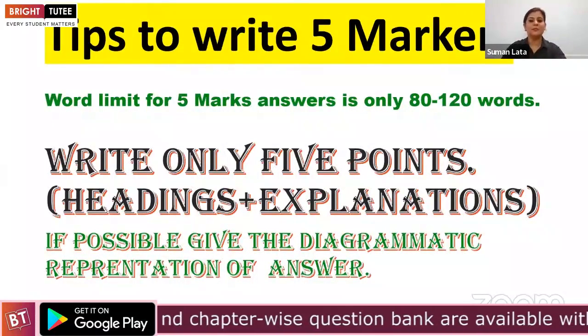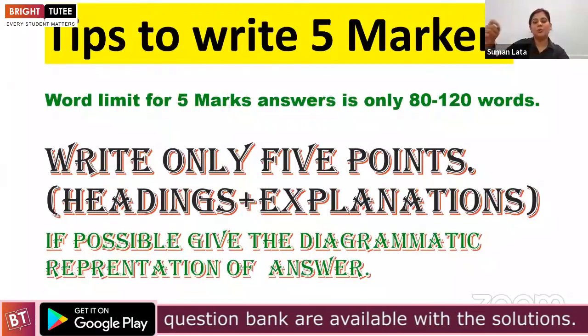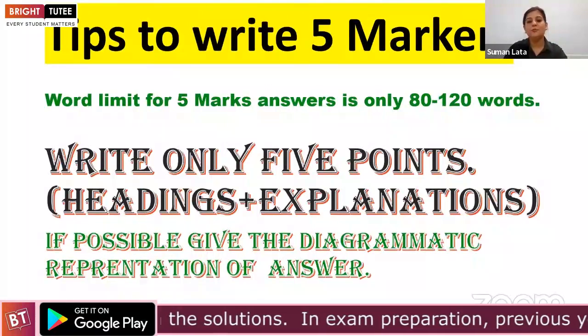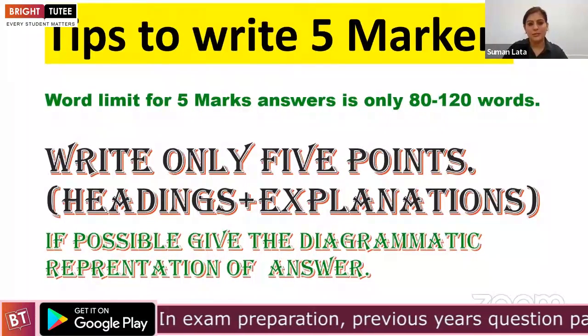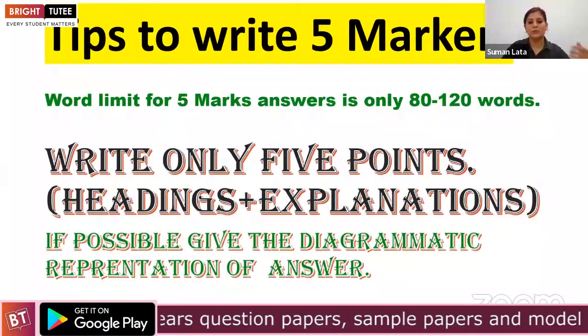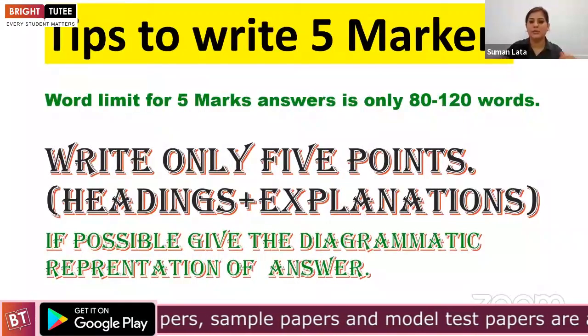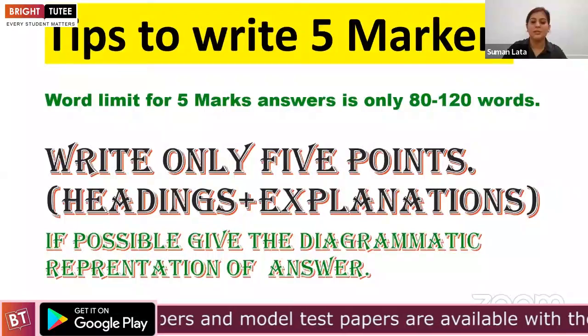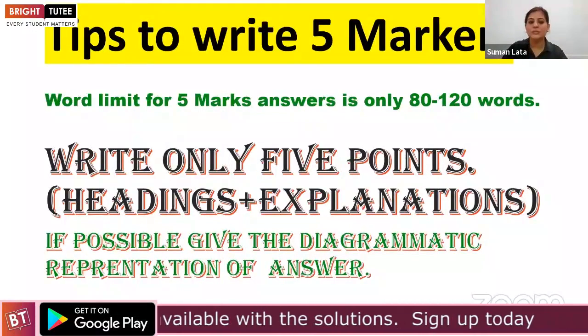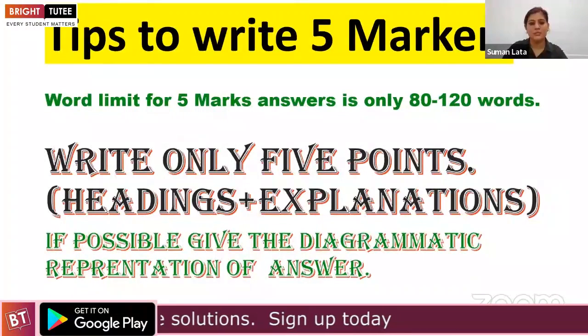Normally, as a teacher, if I'm checking a paper, I normally give 4 and a half in 5 markers if the answer is not presented properly. But if a student presents a flow chart or a diagram or a cartoon image, anything like diagrammatic presentation, obviously I'll give 5 out of 5. So this is the tip so that students can score 5 out of 5 in 5 markers.